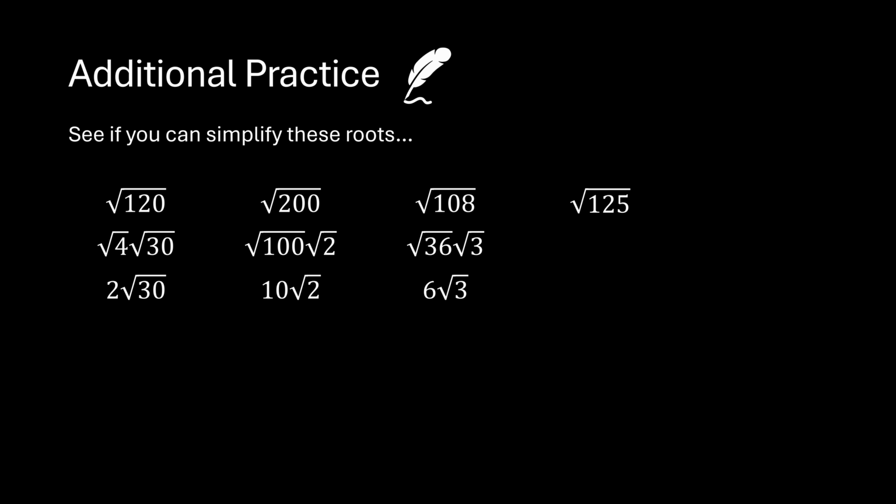Now, as you're thinking about these, I want you to consider what we're doing. We're finding the perfect root. And again, if you get stuck, break it down all the way to prime numbers, and you can find the answer. Here we have square root 128. That's the same as square root 64 times square root 2. And square root 64 is 8 root 2.